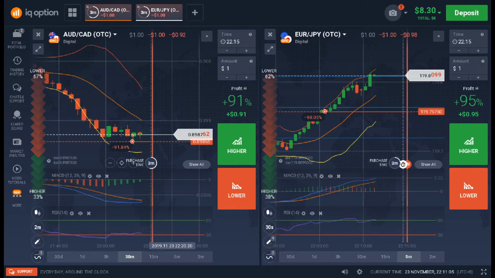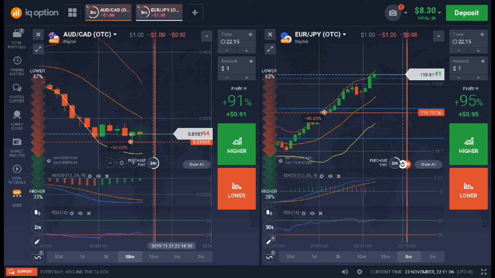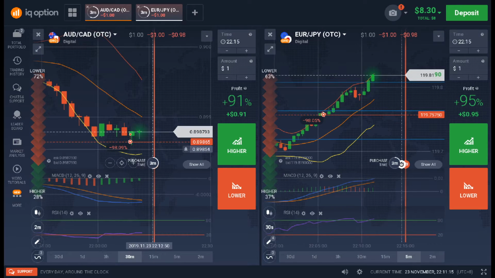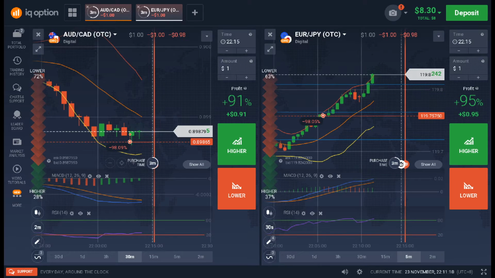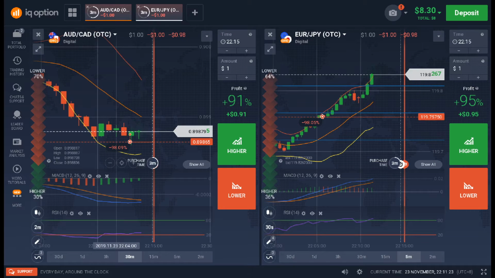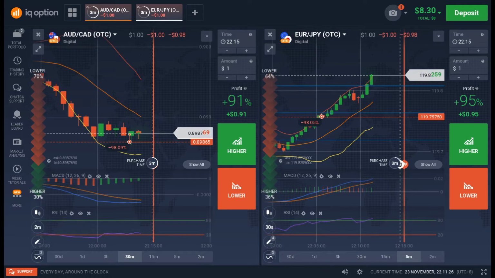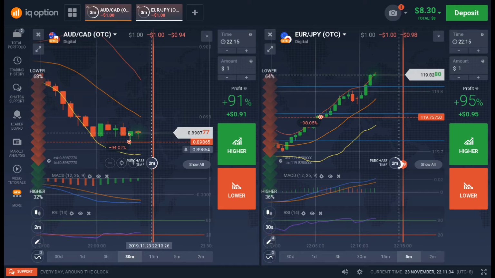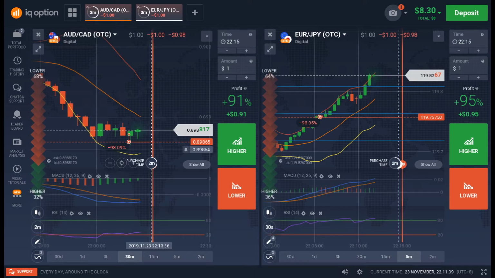Okay, hopefully this continues to go down for our Australian dollar against the Canadian dollar. Earlier today, our first two trades, we were positive. We had a gain. This is our third and fourth trade at the moment. Whoa, the other one, Euro Japanese yen. Oops, I need signal. I mean battery.